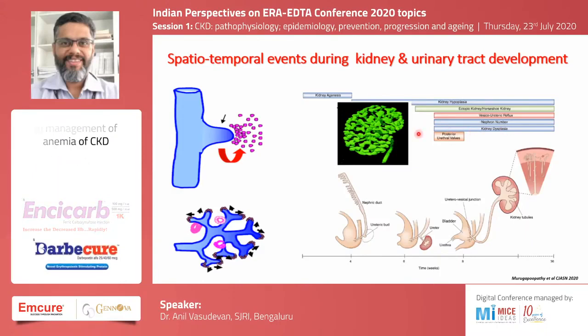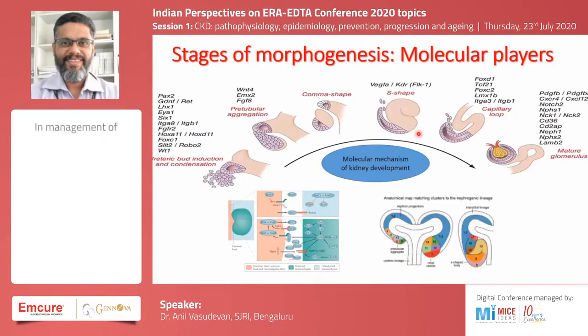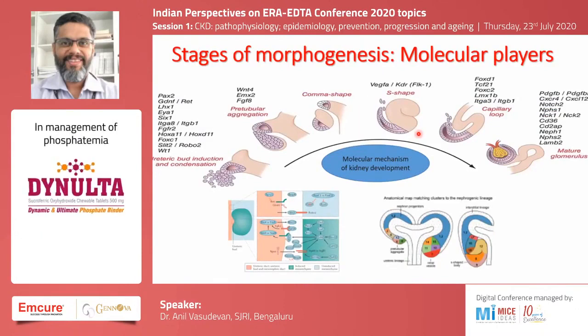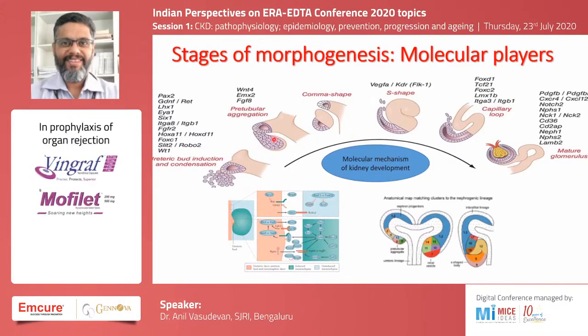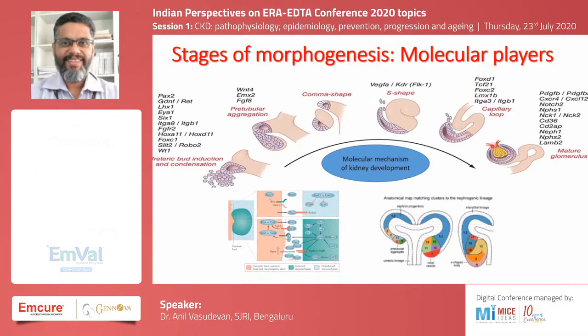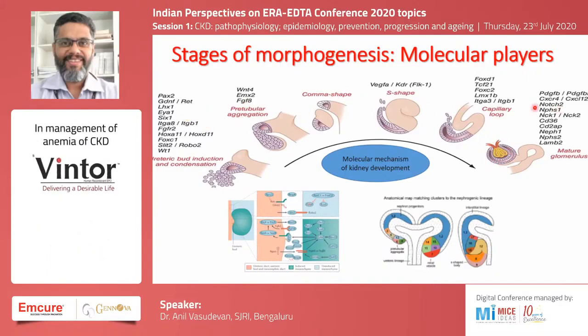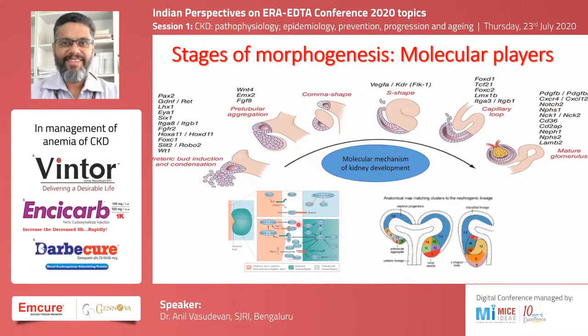There is more granularity in the molecular players involved in the morphogenesis, basically more in the nephron development. As you can see here, the nephron goes through various stages of development, starting from the condensation to the vesicle formation to comma shape, S shape, and then invagination of the capillaries into the glomerulus, and finally forming the mature glomerulus. And there are a lot of transcription factors that regulate this development.